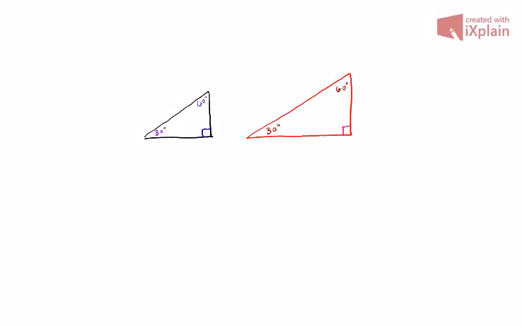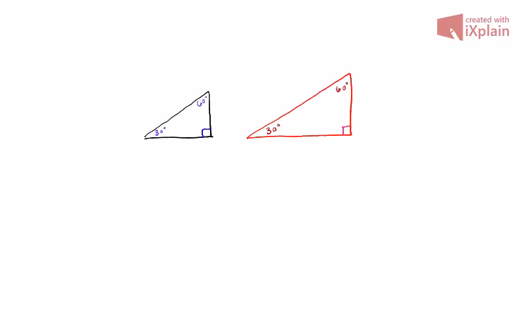Hey everyone, I just wanted to take a brief moment of your time to do a quick refresher on similar triangles. Examples would be like the one that I presented to you on the screen here. So I have a smaller right triangle that has a 30, 60, 90 degree measure for its interior angles, and then I also have a larger one in red with the same ones.